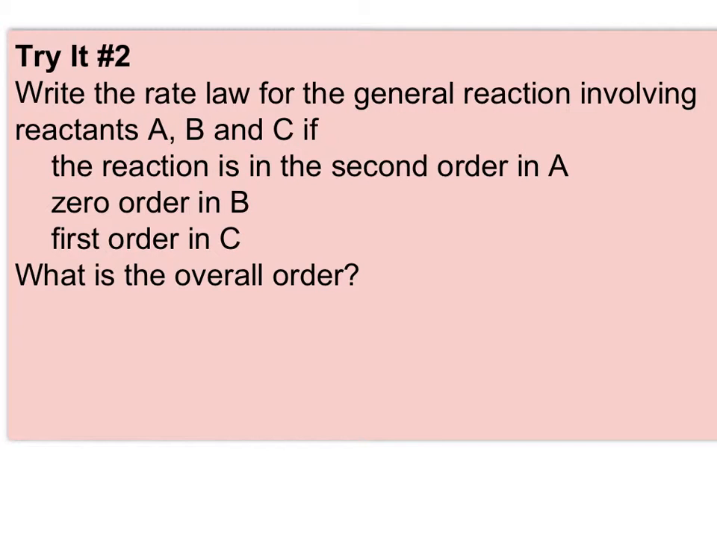So my rate would be k. You always have to include that constant. And I have the concentration of A, and since it's second order, use the exponent 2. I have a concentration of B, and I'm told that's zero order. And a concentration of C is first order. So this rate would really simplify to k concentration of A squared times the concentration of C, since B to the zero order is equal to 1 and C to the first order is equal to just the concentration of C. What's the overall order? Well, if I add up 2, 0, and 1, my overall order again is third.